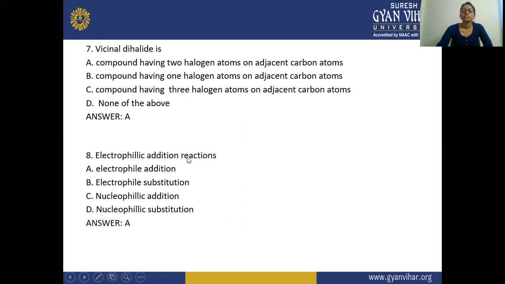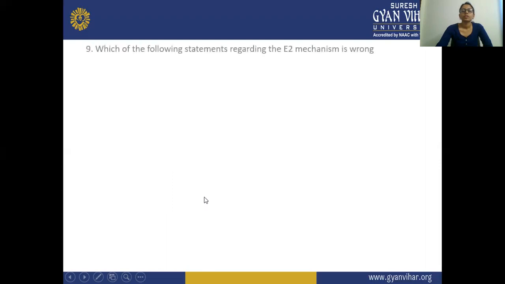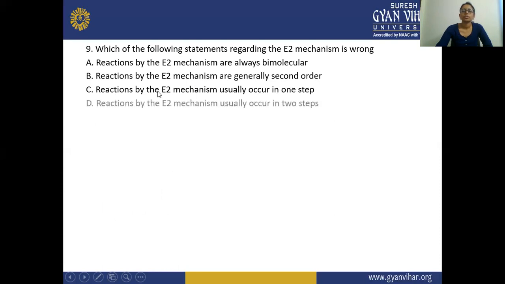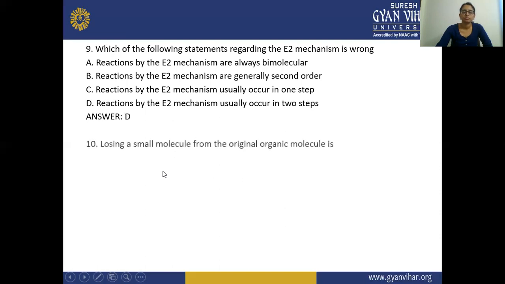In electrophilic addition, there is addition of an electrophile. Ninth, which of the following statements regarding the E2 mechanism is wrong? The reactions by the E2 mechanism are always bimolecular. The reactions by the E2 mechanism are always second order. The E2 mechanism usually occurs in one step. Reaction by the E2 occurs in two steps. So this fourth option is wrong. Reaction by the E2 mechanism usually occurs in one step.